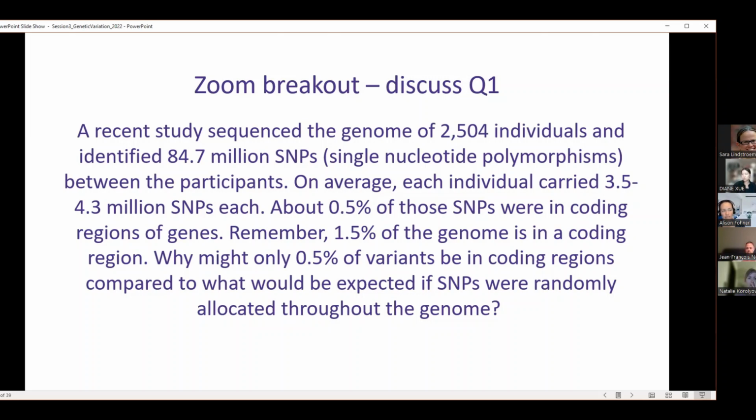About 0.5% of those SNPs were in coding regions. These are the sections that actually become protein, and that corresponds to 1.5% of the genome that is in that region. So I want you guys to take a few minutes and talk about why we might only see 0.5% of the variants that are measurable in our population occurring in those coding regions, compared to what we would expect if these variants happened randomly across the genome, in which case we would see 1.5% of those variants. We'll spend 5 minutes talking about this question, and then come back and talk about what you think.